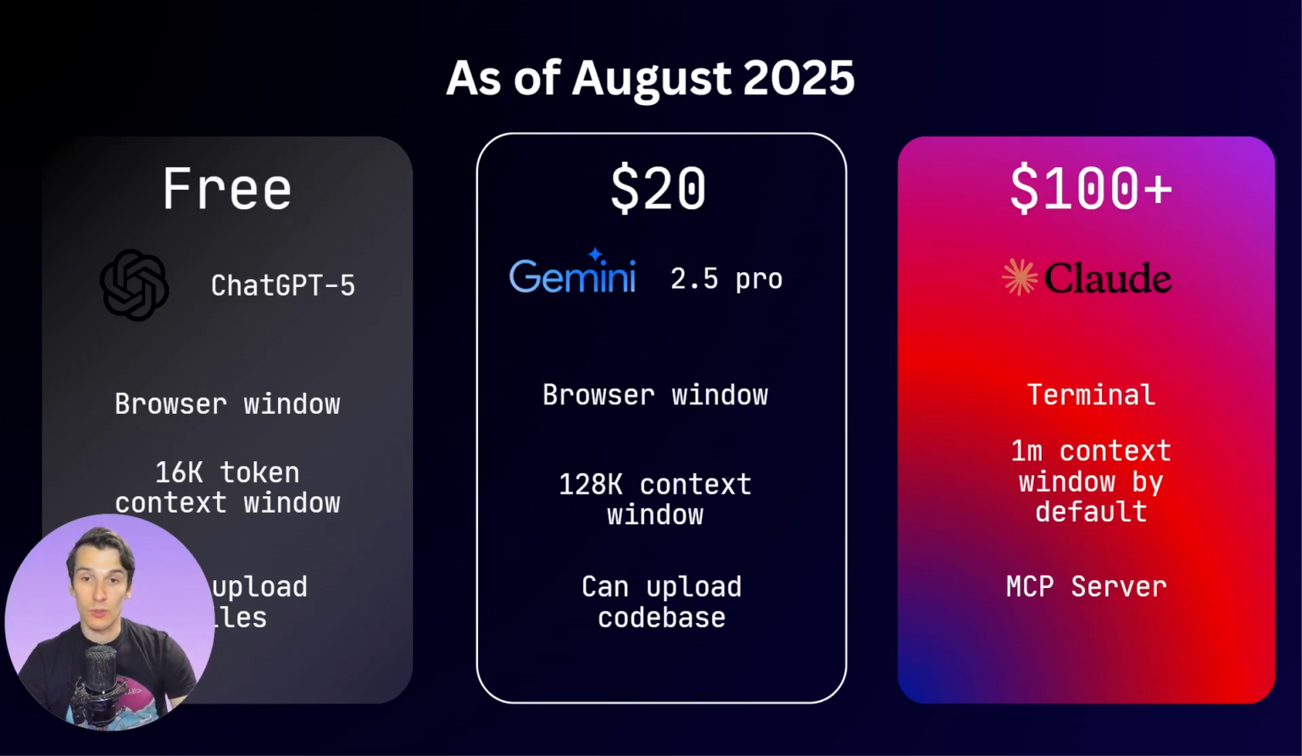So, as I said, from the free to the most expensive tier. Free is great because you don't have to pay any money, but it will take you much, much longer to build than with a $20 or $100 tier.